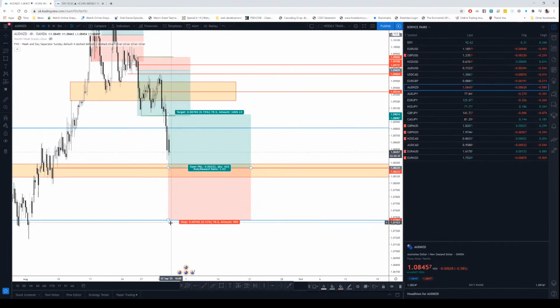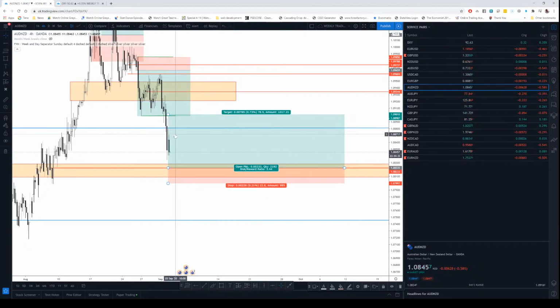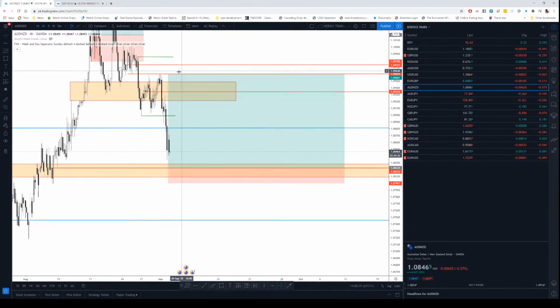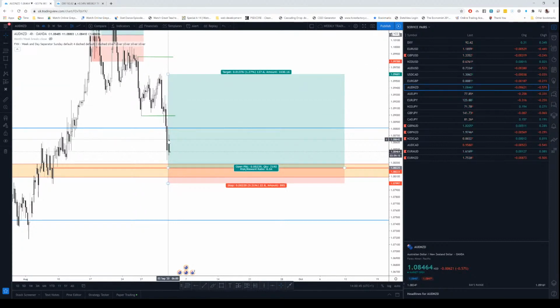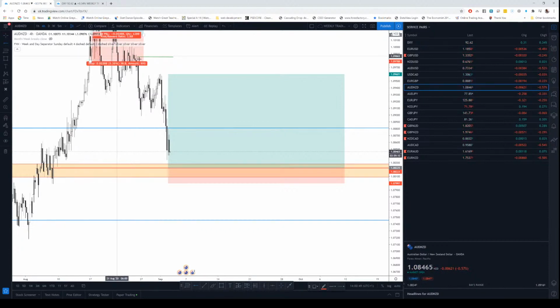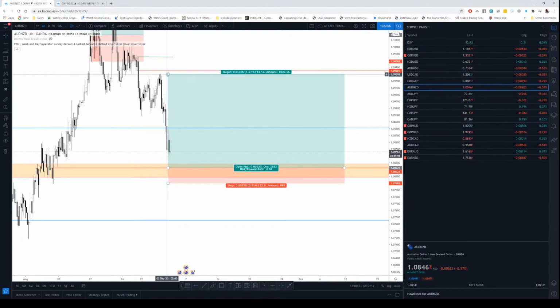Put it there with a stop just below this one, and for the target, let's get rid of this. We missed out on that short. Well, I missed out on that short because I was looking for a sell at this candle, and they just raided this and then sent it down. So for target, I probably target that high.